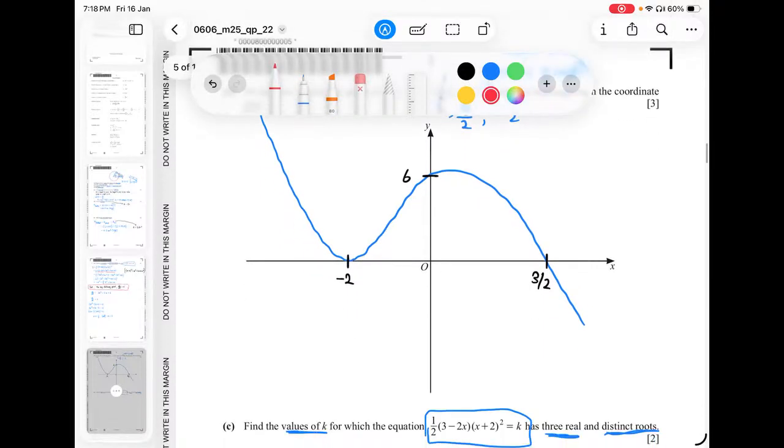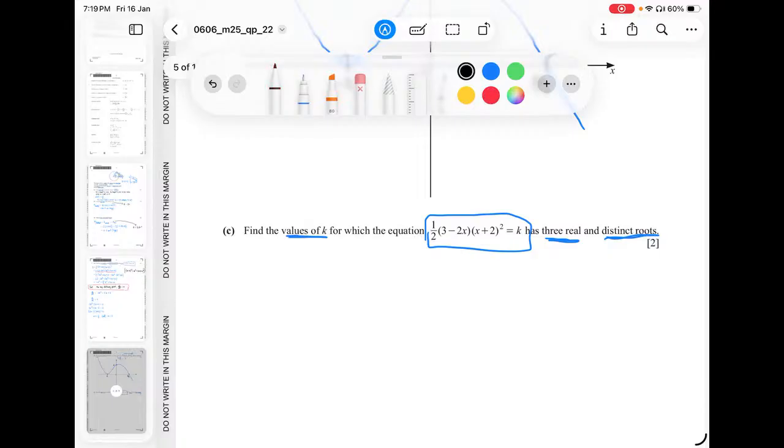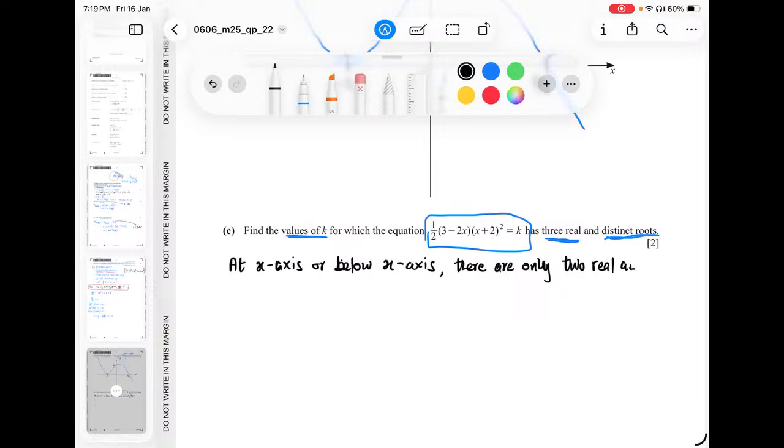From the graph, you can see that at the x-axis, so the observation from the graph is that at the x-axis or below the x-axis, there are only 2 real and distinct roots. So that's the first observation from the graph.